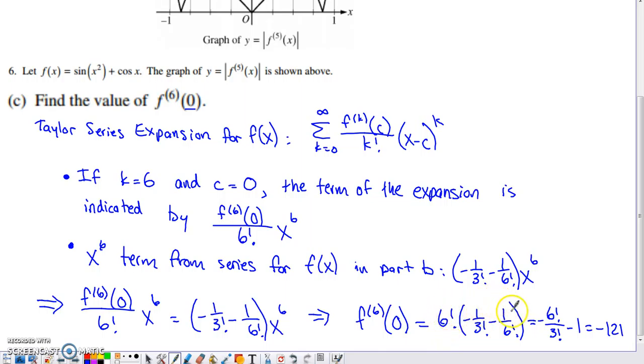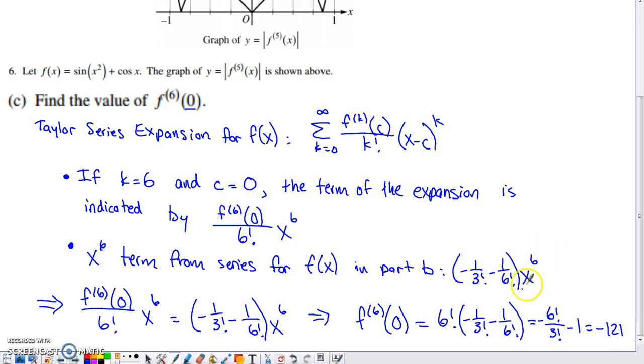If you distribute this in, you end up with 6 factorial over 6 factorial. Well, that's just going to be a minus 1 for the second term. And then 6 factorial over 3 factorial. Well, this is 6 times 5 times 4 times 3 times 2 times 1, over 3 times 2 times 1. So doing the cancellation just leaves you with 6 times 5 times 4, which takes you to 120. Make the 120 negative, subtract 1 from it, and you get negative 121 for the 6th derivative evaluated at 0.